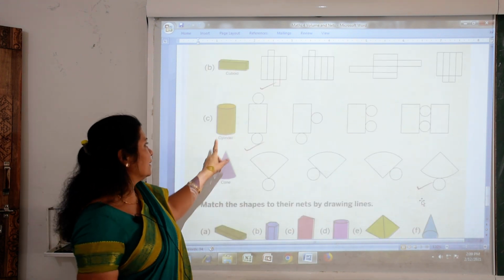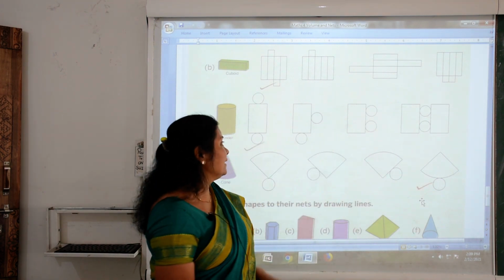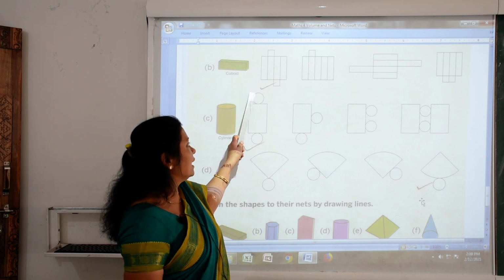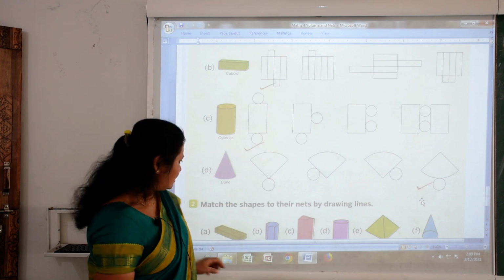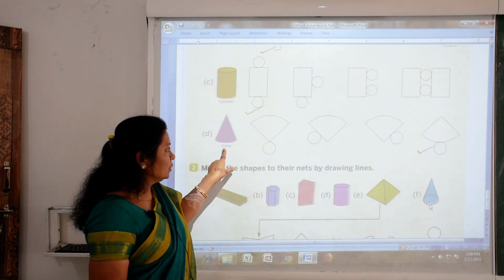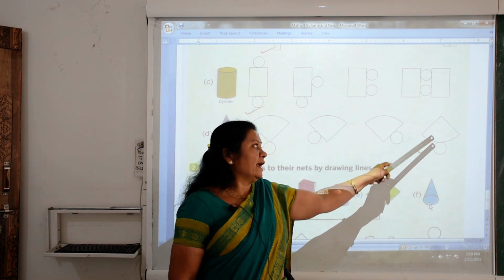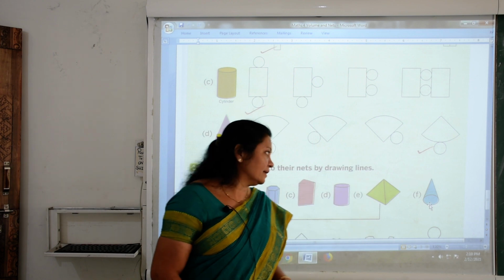Now here the cylinder. Which is the correct cylinder net here? This is correct, 1 rectangle and 2 circles, upside and downside. So this is the correct net. Now here the cone. Which is the correct cone net? This is 1 circle and another part of a circle. So this is the correct net.